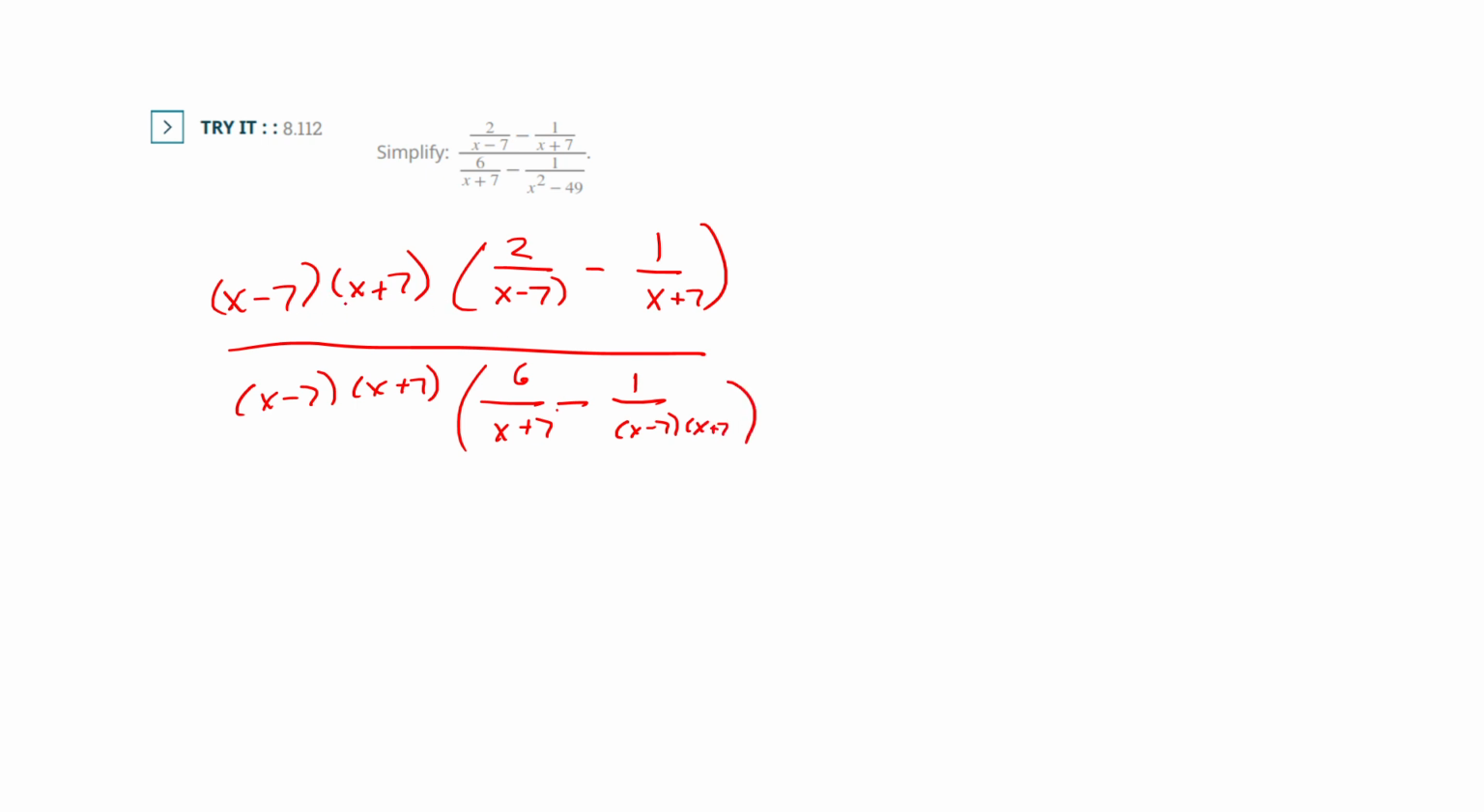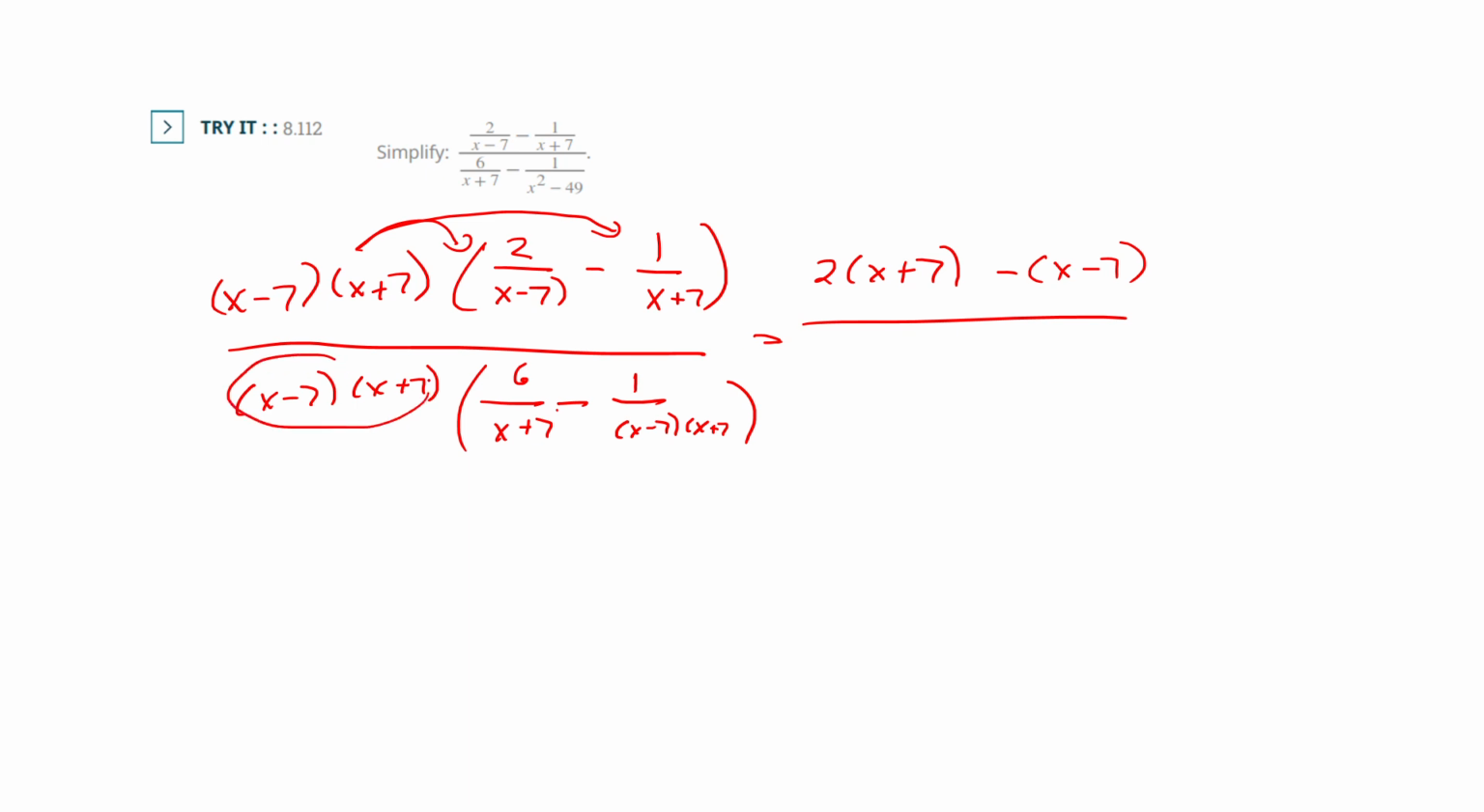All right, we're going to distribute on the top here. The x minus, so I'm going here, I'd have 2 x plus 7 left. I'm going here, I'd have minus 1 times x minus 7. That's just x minus 7. Now I'm going these guys here. I get 6 times x minus 7 minus 1. So I send it here. The bottoms will cancel and I'm left with just a 1.